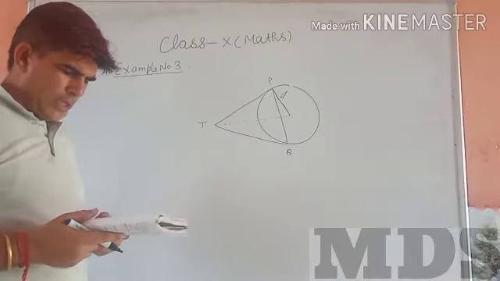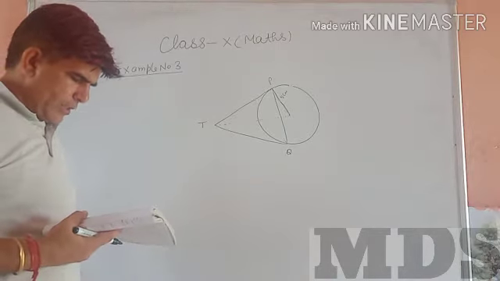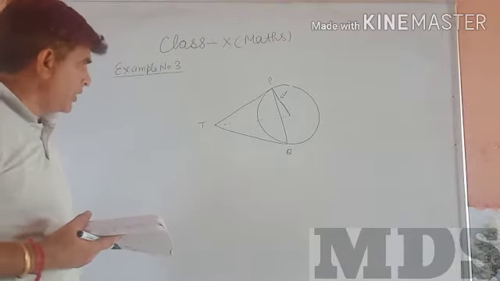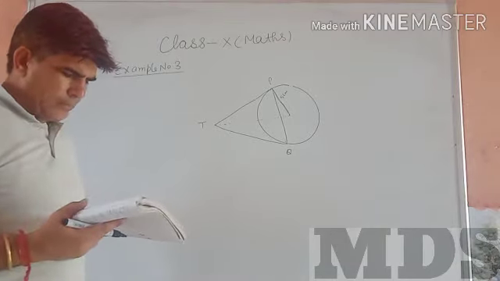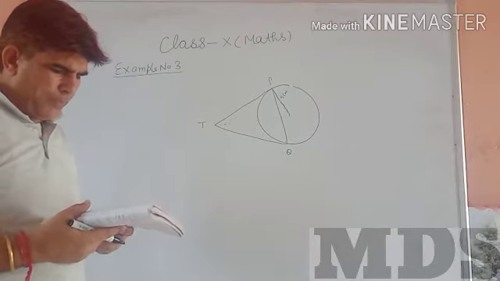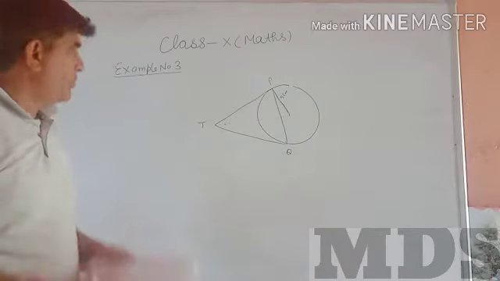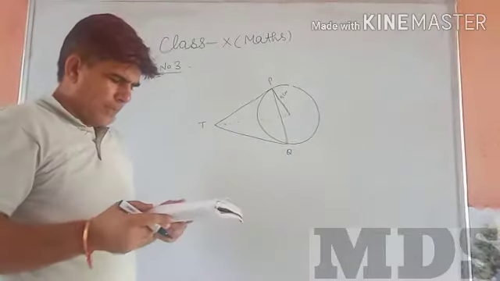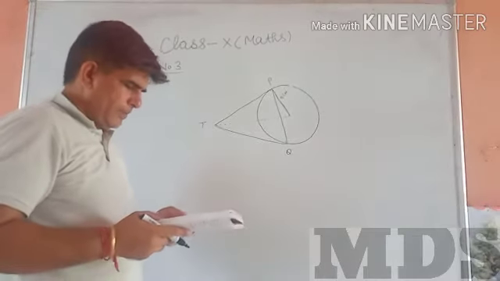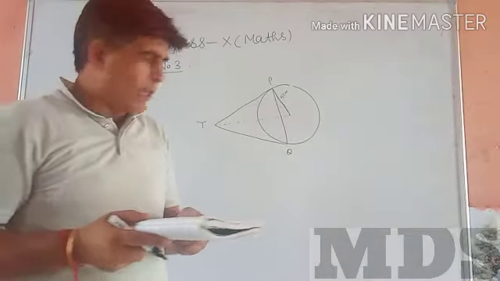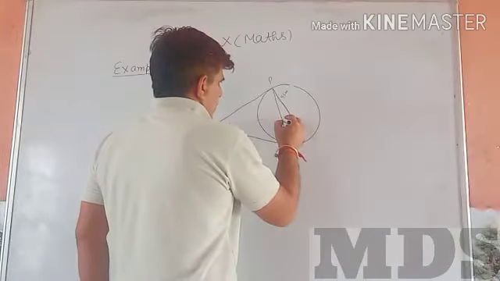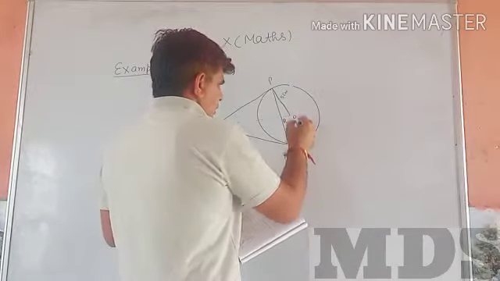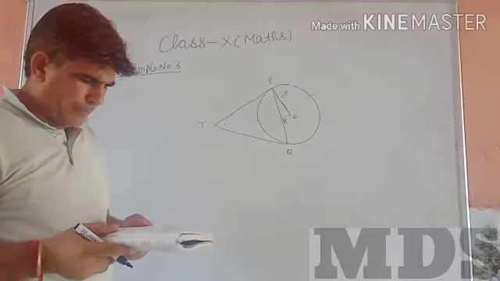PQ is a chord of length 8 cm of a circle of radius 5 cm. The tangents at P and Q intersect at a point T. Find the length of TP. It means you have to find out PT, or you can find out TQ, both are equal. So in your book, it is given: join OT, and let it intersect PQ at point R.